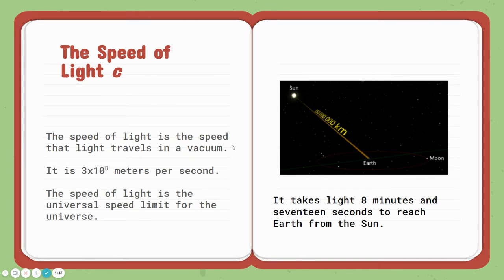The speed of light, or little c, is the speed that light travels in a vacuum. It is 3 times 10 to the 8 meters per second, and the speed of light is the universal speed limit for all matter in the universe. It takes light 8 minutes and 17 seconds to reach Earth from the sun because, right, if it's traveling that fast, that's how long it takes for light to get from here to here, which is a really long way.